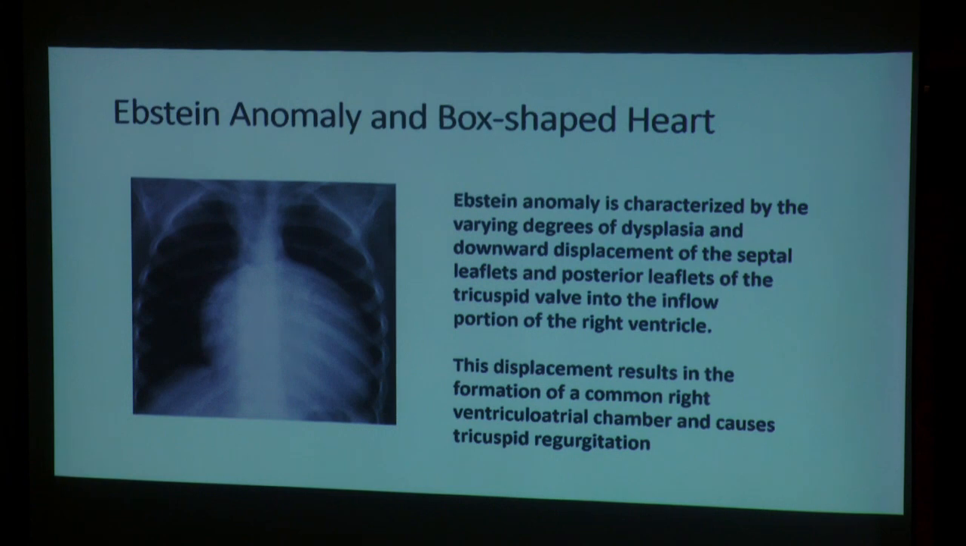Ebstein's, what is the basic pathology? There is dysplasia of the tricuspid valve leaflets and displacement. There is downward displacement of the septal and the posterior leaflets towards the right ventricle. Your right atrium becomes very large and the right ventricle becomes smaller, and there is a lot of tricuspid regurgitation.